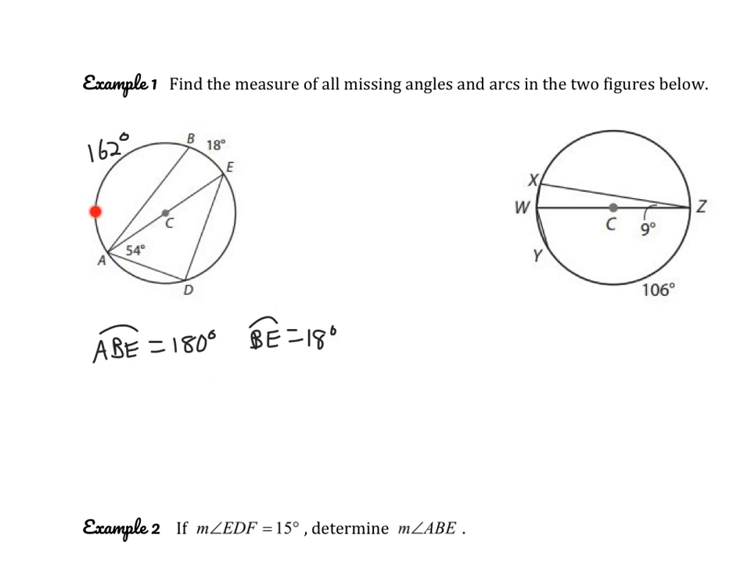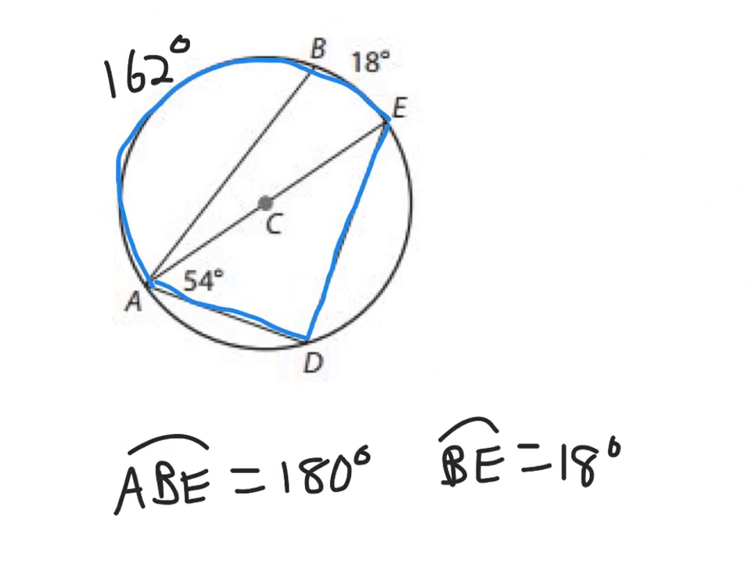Again, we knew that this entire arc ABE is 180 degrees. And you'll notice that it actually goes with an inscribed angle. So this arc, the full 180 degrees, goes with this angle. Remember, the inscribed angle is always going to be half the arc. So if the arc is 180 degrees, then this angle right here, angle ADE, should be 90 degrees.